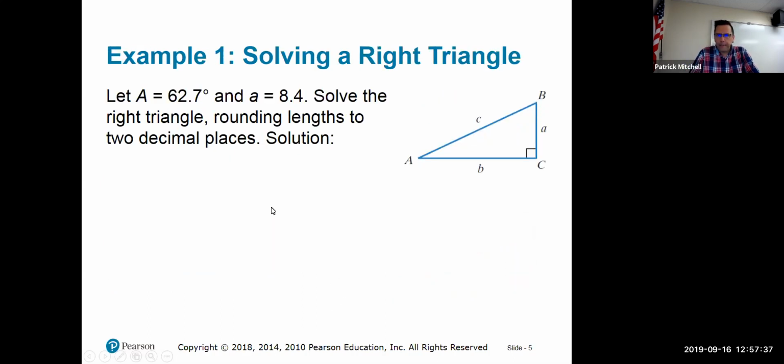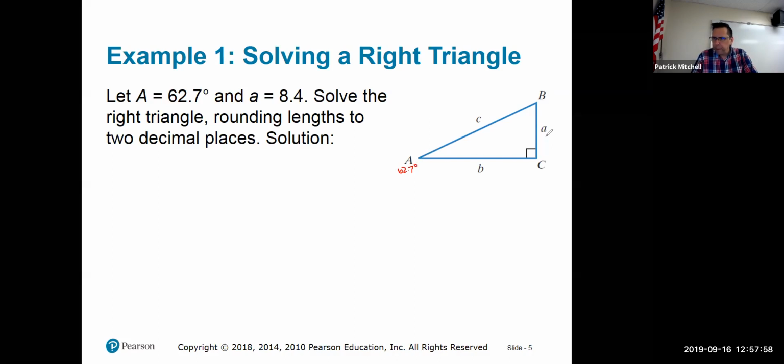Okay, so here's an example. Angle A is 62.7 degrees, and I often find it helpful to actually write that in there. So here's angle A, 62.7 degrees. And side A is 8.4. They haven't given me units, so they're not allowed to be mad at me for not including units in the answer. Sorry about the smudge decimal point there.